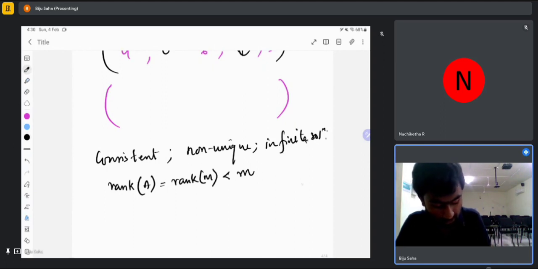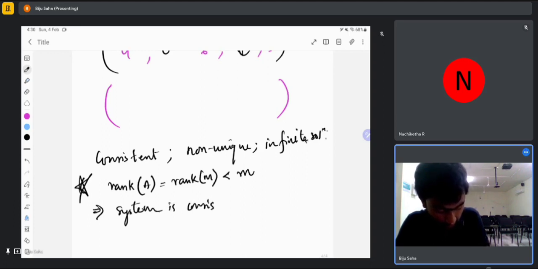So if m is the number of variables in this criterion, and this criterion is satisfied by any system of equations, then we conclude that the system is consistent and has infinite solutions.